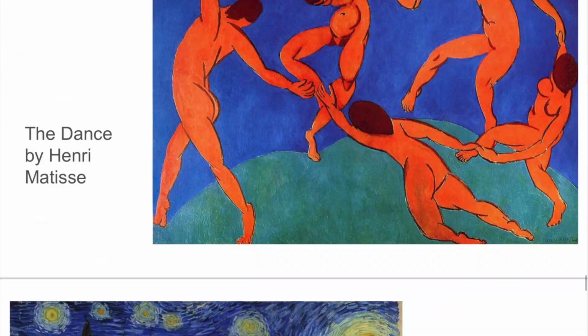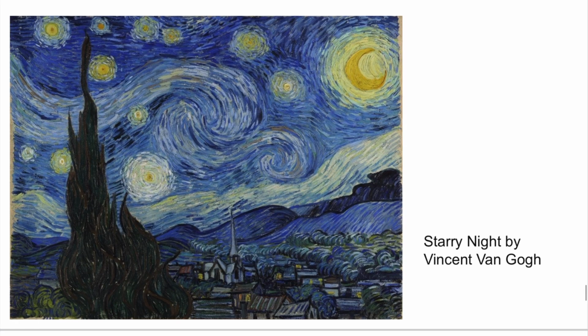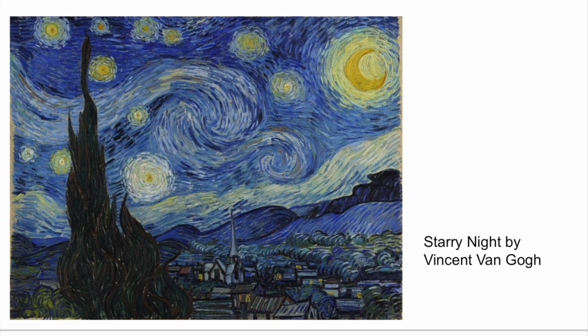And of course, one that I've noticed a lot of people are using as examples, which is totally fine. Starry Night, the movement of the brush strokes in the sky to represent sort of clouds and stars and the moon, has also this feeling of movement that has a rhythmic quality to it.